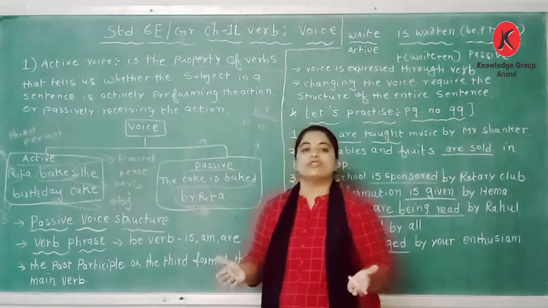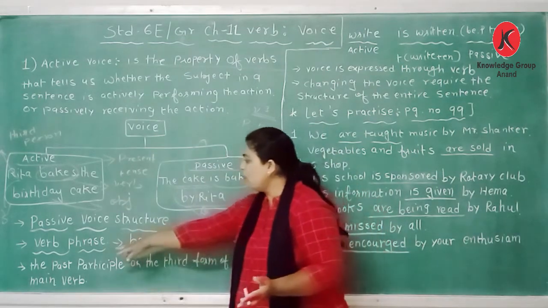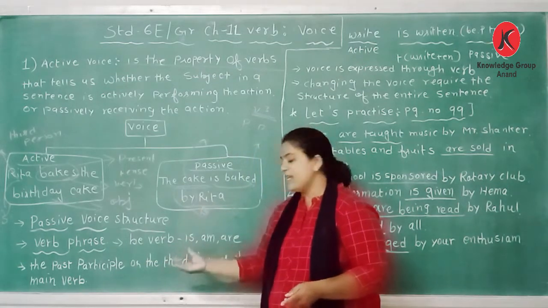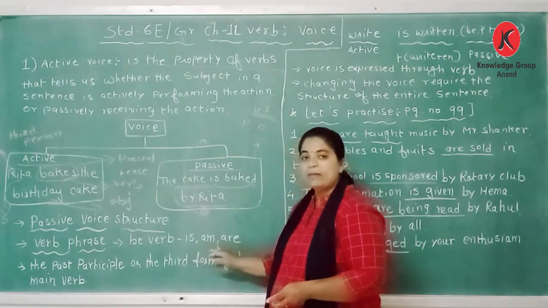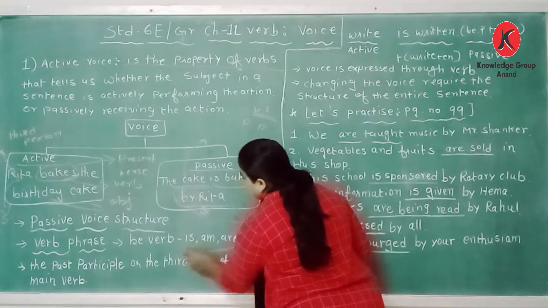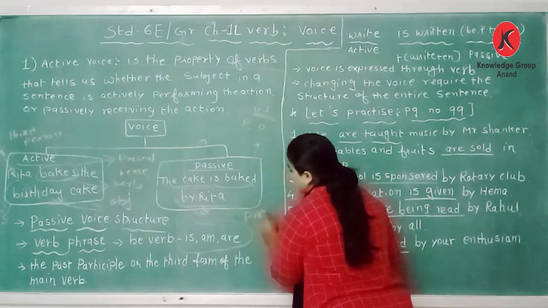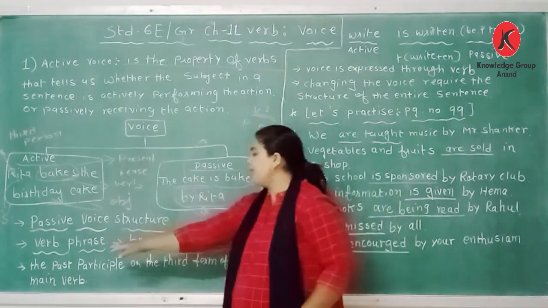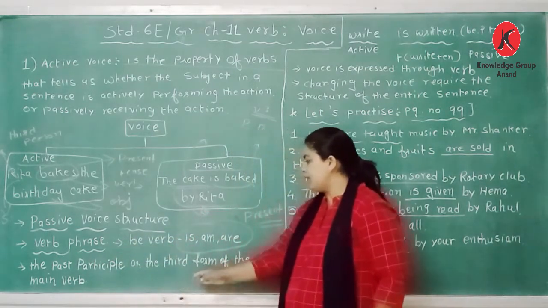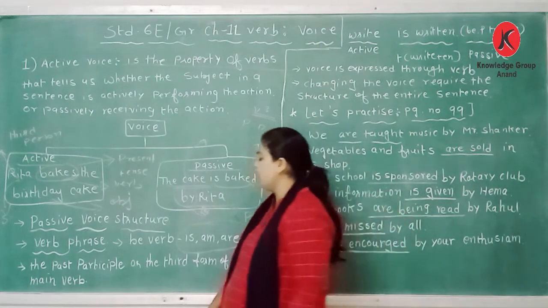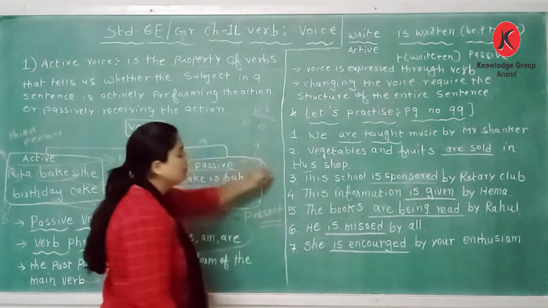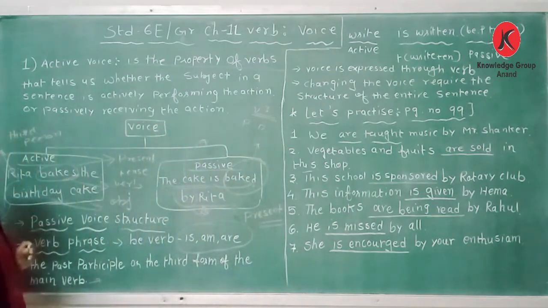So what is the structure of the passive voice? The be-type verb phrase, such as am, is, are, all in the present tense, plus the past participle, the third form of the main verb.